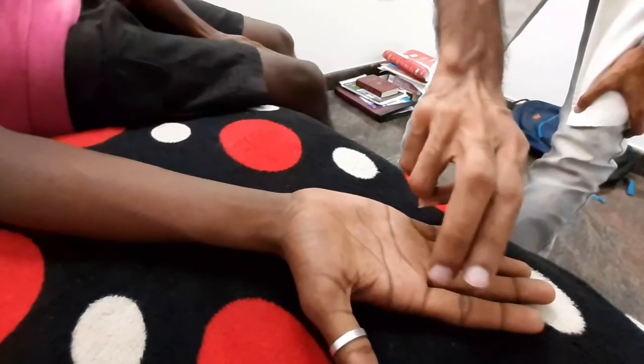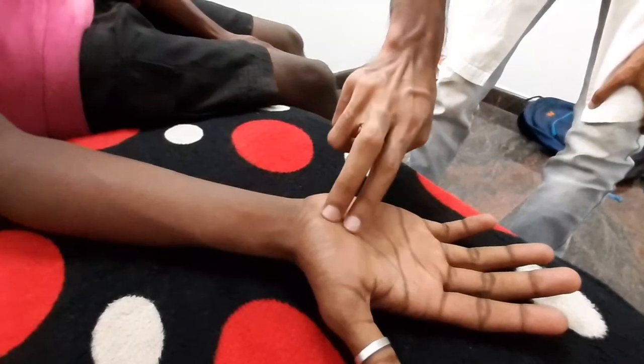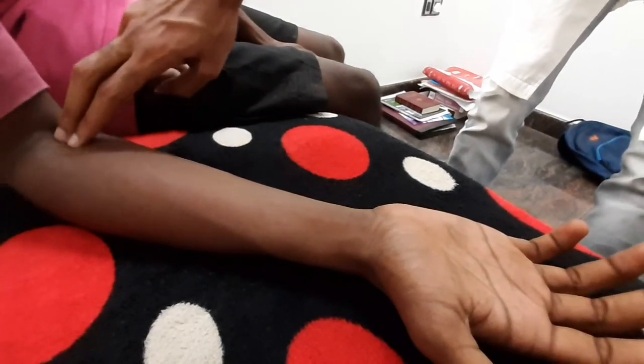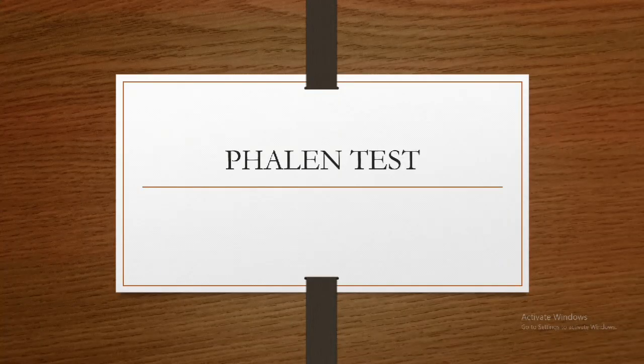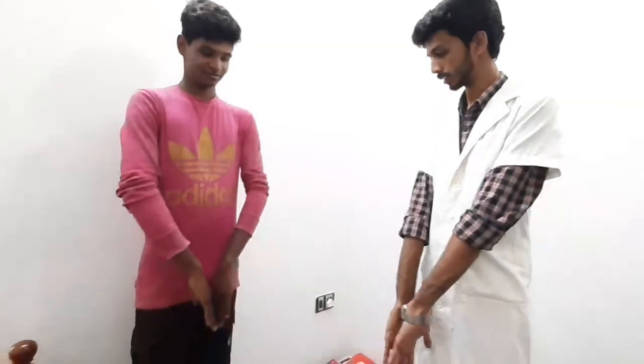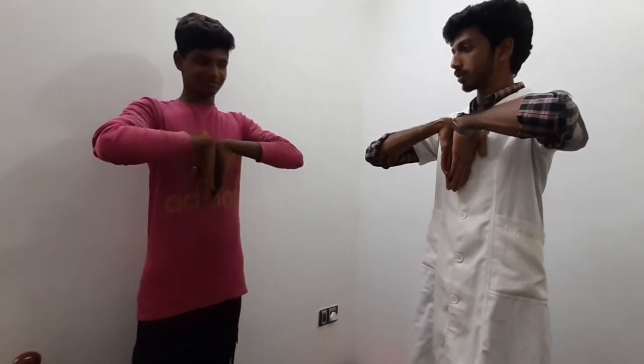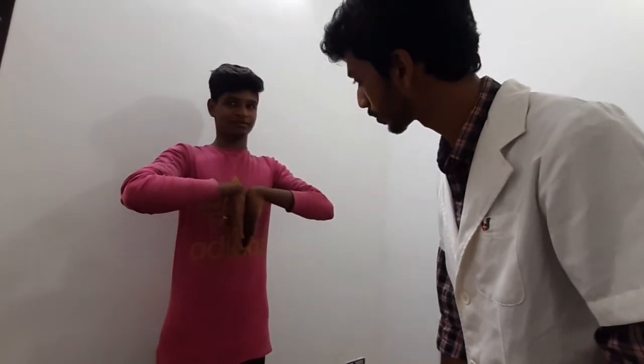Tinel's test. It is performed by lightly tapping over the nerve to elicit a sensation of tingling in the distribution of the nerve. Percussion is usually performed moving distal to proximal. Phalen's test. Ask your patient to flex his wrist maximally and hold the dorsal side of his hands together for 1 minute. The test is positive if the patient experiences tingling in the thumb, index finger, middle finger, and the lateral half of the ring finger, which indicates carpal tunnel syndrome by pressure on the median nerve.